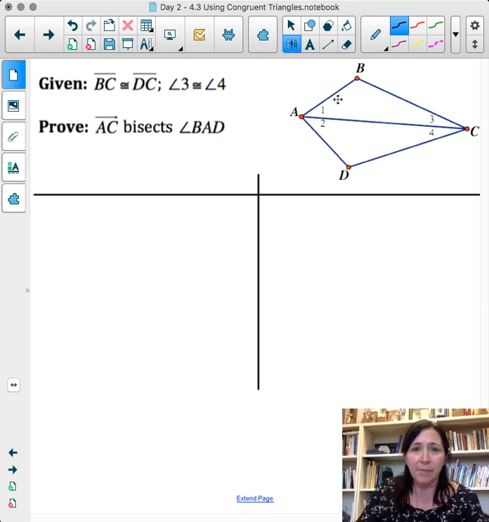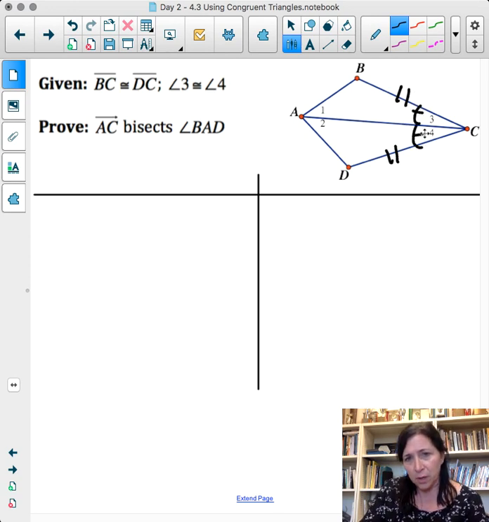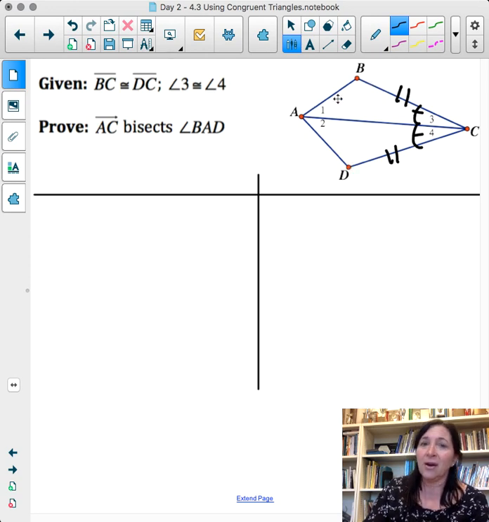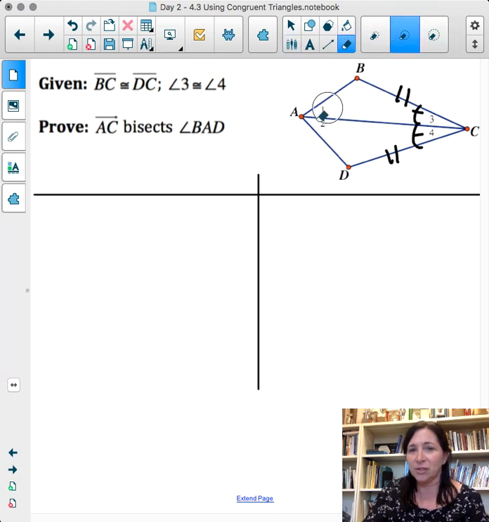So we have BC congruent to DC, and we have 3 congruent to 4. Well, I'm trying to prove that AC bisects BAD. If I'm trying to prove that it bisects that, I definitely need it to say that 1 is equal to 2. I can say 1 is equal to 2 if I can prove this triangle is congruent to this triangle. So let's do that.